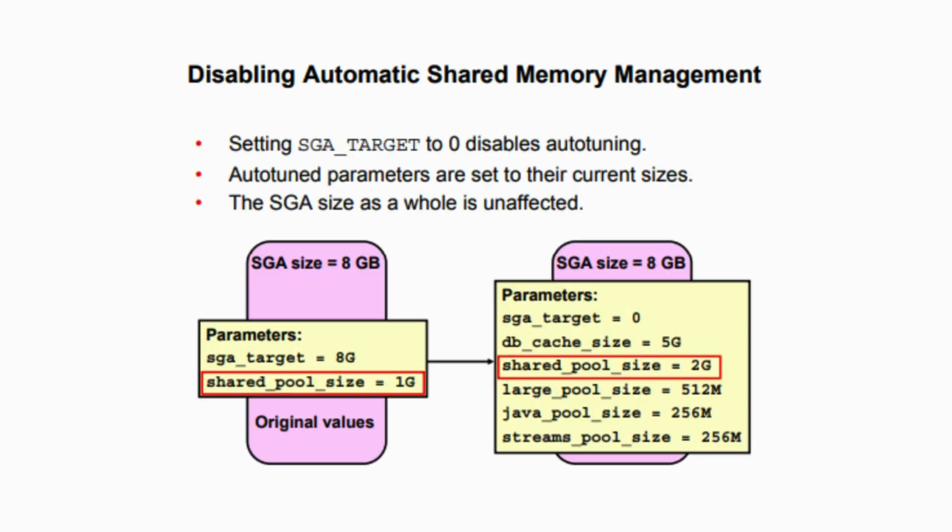You can dynamically choose to disable automatic shared memory management by setting SGA_target to 0. In this case, the values of all the auto-tuned parameters are set to the current sizes of the corresponding components, even if the user had earlier specified a different non-zero value for an auto-tuned parameter. In the example in the slide, the value of SGA_target is 8 GB and the value of shared_pool_size is 1 GB. If the system has internally adjusted the size of the shared pool component to 2 GB, setting SGA_target to 0 results in shared_pool_size being set to 2 GB, thereby overriding the original user-specified value.